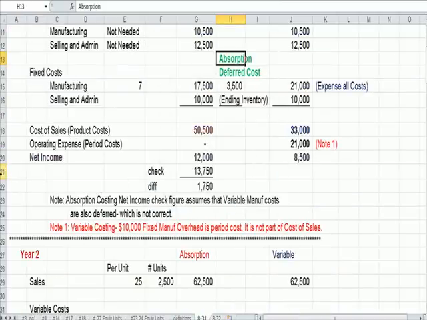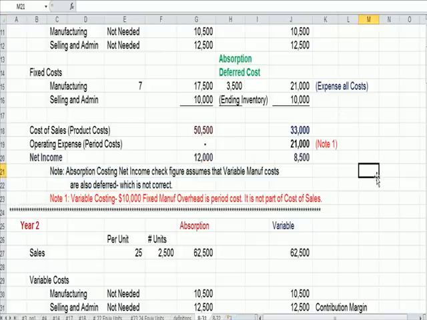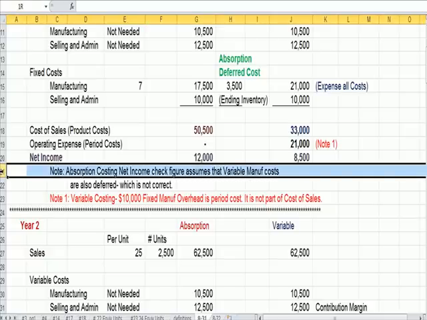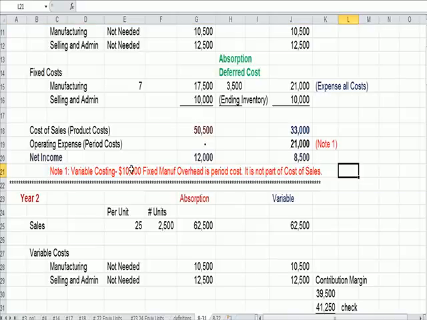And I'm going to get rid of this check figure and this difference here. We don't need that. But I've got a couple of notes at the bottom, where I say under absorption costing, okay, that's a net income check figure. I want to get rid of that. But I do want to get to the other note, which was under variable costing, the fixed manufacturing overhead is a period cost, not a part of cost of sales.